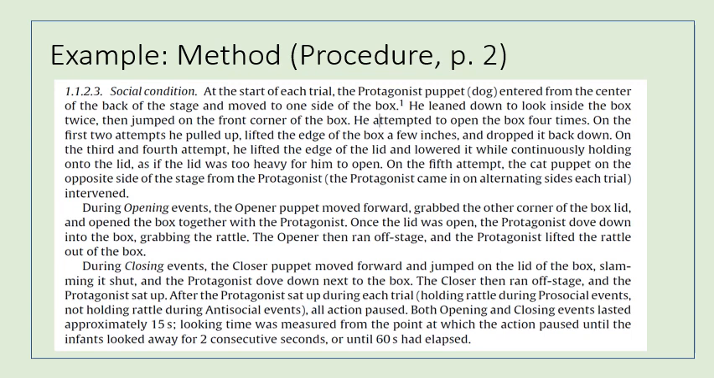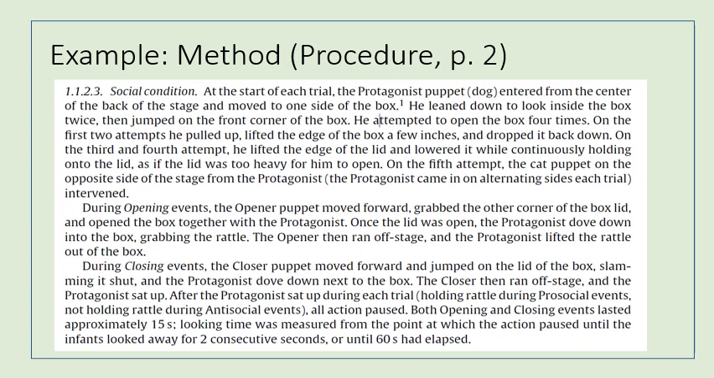So now we see this is training to let the infant see. During closing events, the closer puppet moved forward. So one of the cats was randomly assigned to be opener, one to be closer. The closer puppet moved forward and jumped on the lid of the box, slamming it shut, and the protagonist dove down next to the box. The closer then ran off stage, and the protagonist sat up.